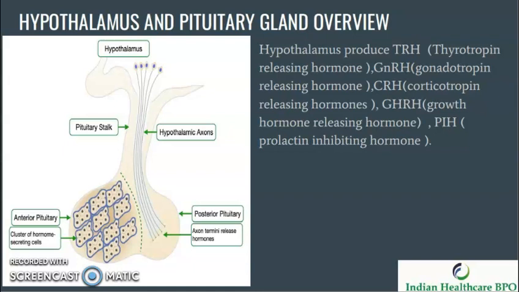Then we'll talk a little bit about the hypothalamus and pituitary gland overview. The hypothalamus produces thyrotropin releasing hormone, gonadotropin releasing hormone, corticotropin releasing hormone, growth hormone releasing hormone, and prolactin inhibiting hormone.